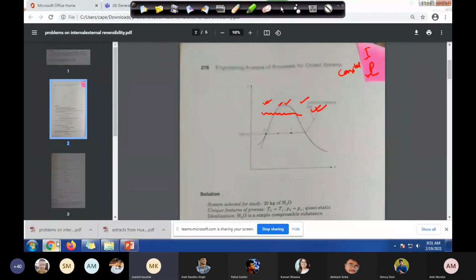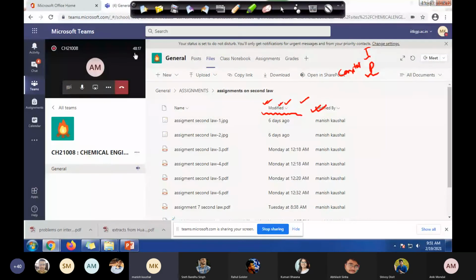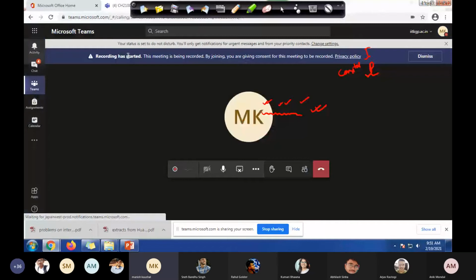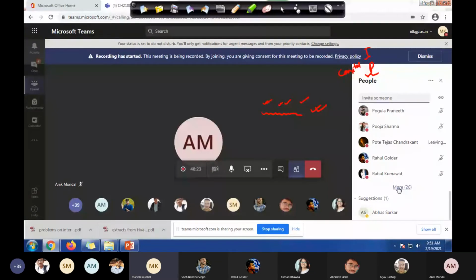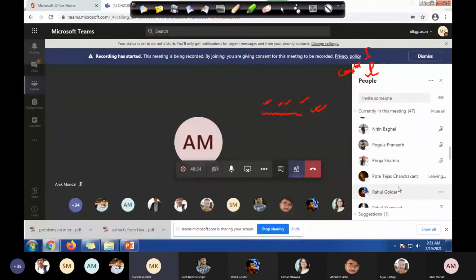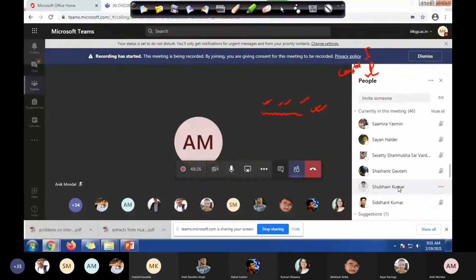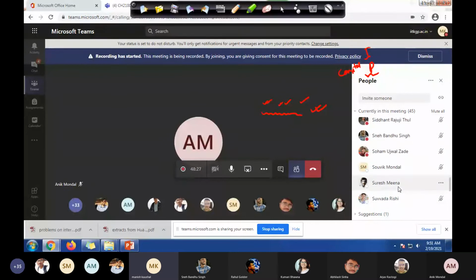So let me ask someone with whom I am less familiar, so that I can become more familiar. So I can see 51 persons. So today I can talk with Siddhant, right? Siddhant Kumar, and then followed by Siddhant Rajouli. Both are there. Hello, Siddhant Kumar and both Siddhant. Please respond.